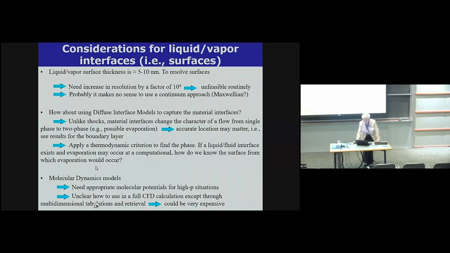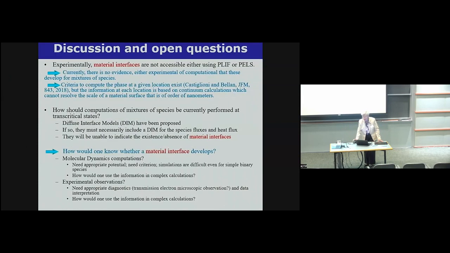Okay, another way to do it would be to have molecular dynamics, but we need appropriate molecular potential for high pressure situations, and talking to Bill Goddard, that doesn't exist yet. And even if we had it, and if we did tabulations, that would be extremely expensive. So for the moment, that is not a solution.